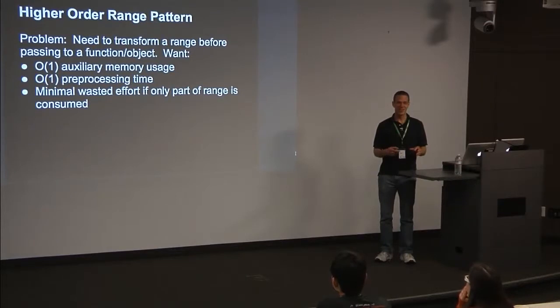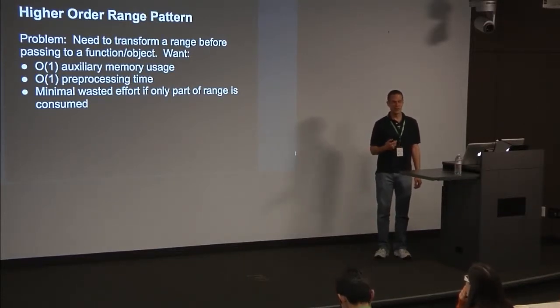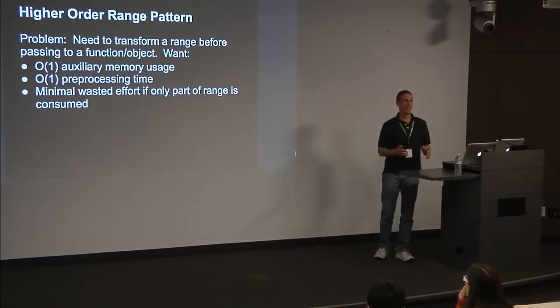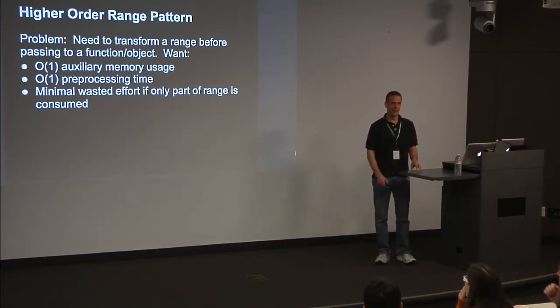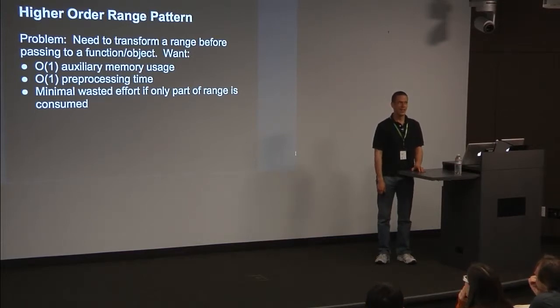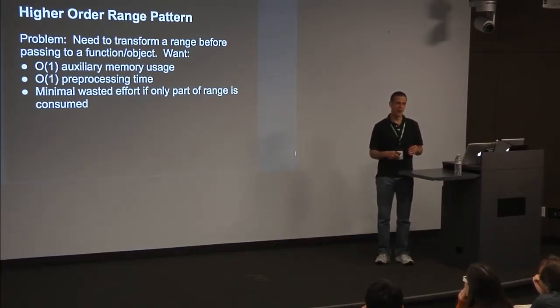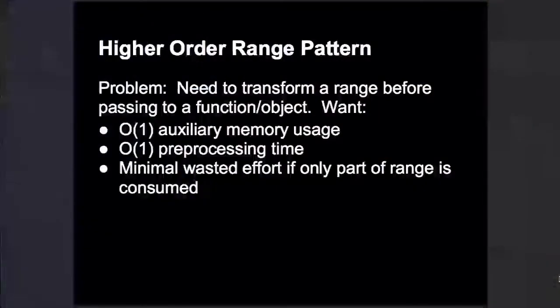So this next one is one of the most interesting ones about D in that you'd think you could do it in a lot of other languages, but it doesn't work in practice for subtle reasons I'm going to get into later. And it's one of the most useful ones, so I'm going to spend more time on it than the last two patterns. I call it the higher order range pattern. So the problem here that this is intended to solve is that we have a range that we need to pre-process before passing it to a function or an object. Or maybe we just want to simplify our code by abstracting away some details of how we're processing our range.